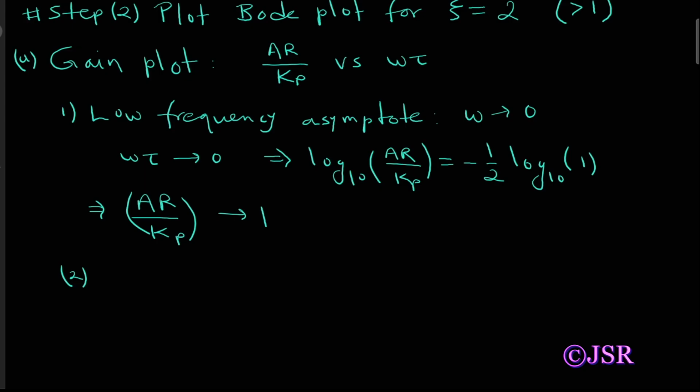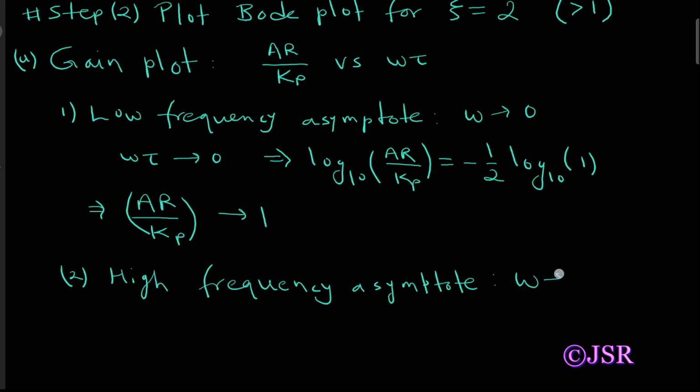So second, to find out the high frequency asymptote. To find out the high frequency asymptote, we put omega tends to infinity. So when omega tends to infinity, it means omega tau tends to infinity.